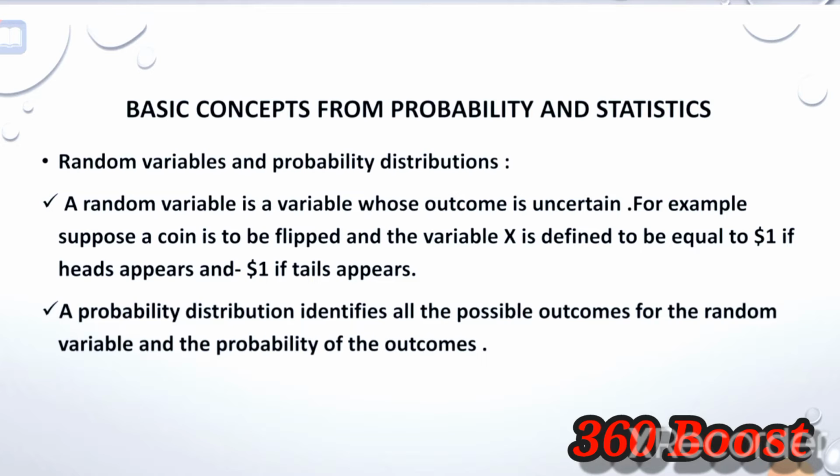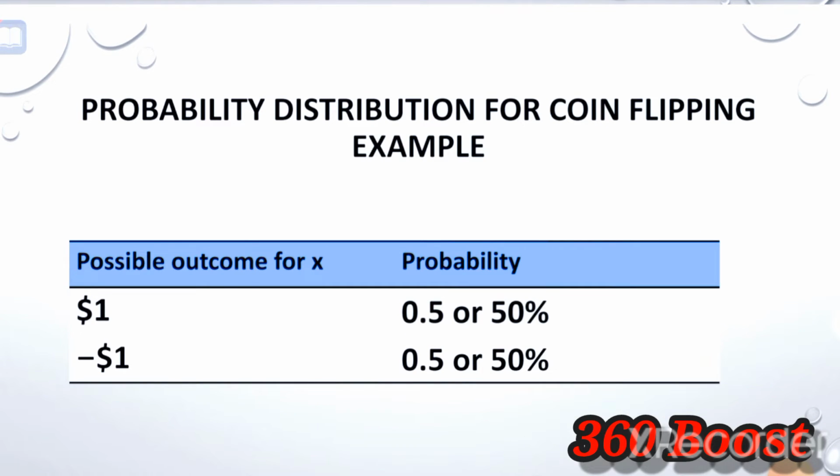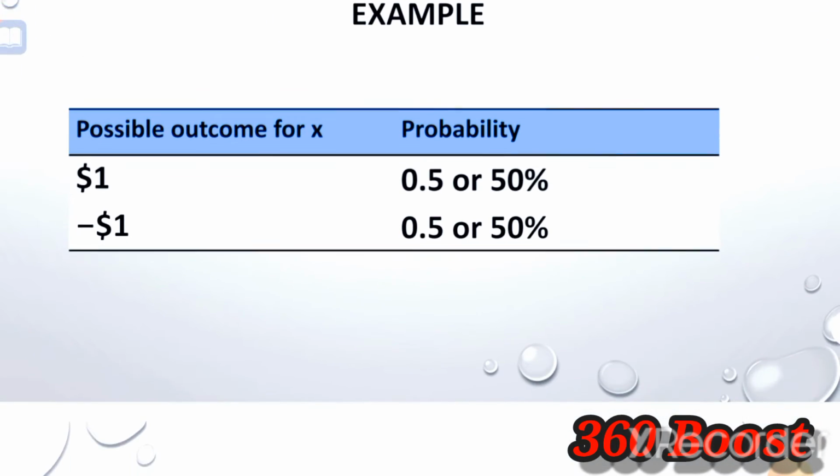A probability distribution identifies all the possible outcomes for the random variable and the probability of the outcomes. Probability distribution for the coin flip example: positive outcome $1, 0.5 or 50%; minus $1, 0.5 or 50%. Both are equal.